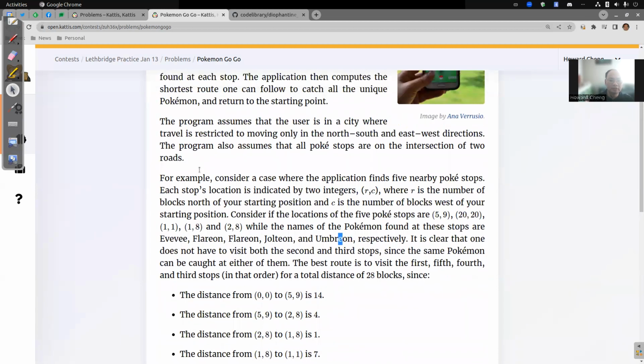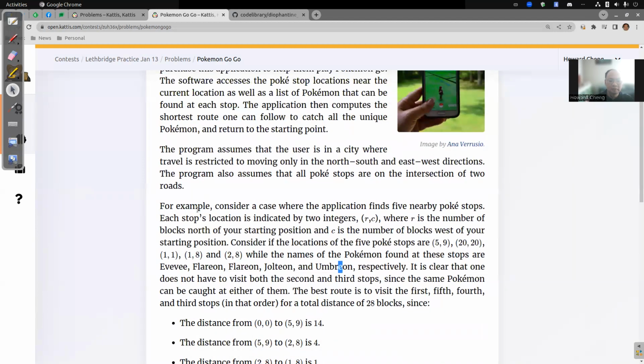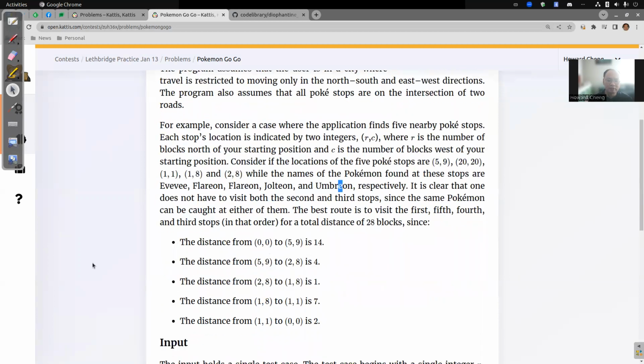Okay, you always start at... yeah, okay, so the rows and columns are the number of blocks north of your starting position and east and west of your starting position. So you basically start from 0, 0, and you have to come back to 0, 0.